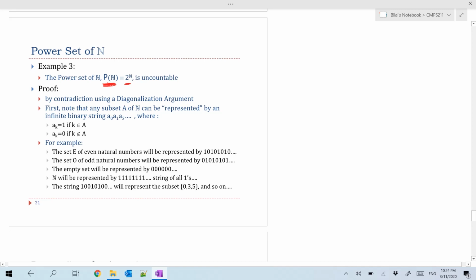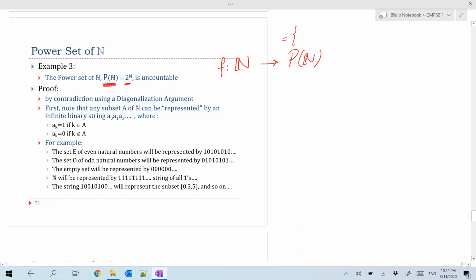Okay, so how to prove that you cannot find a bijection between the set of integers and the power set of the set of integers? Maybe we have to try to enumerate those elements in P of n.